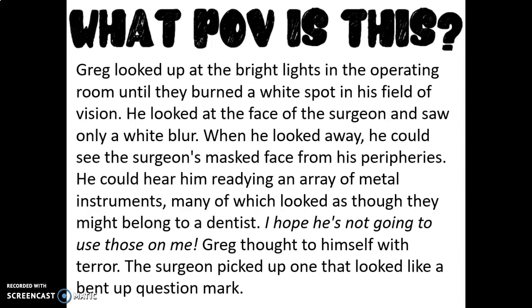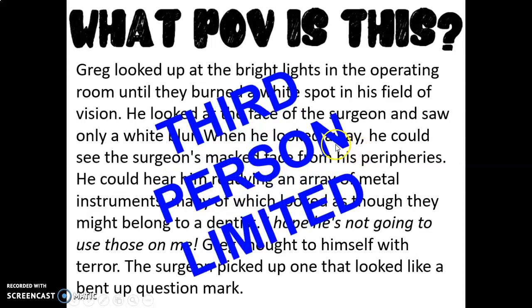Okay, based on the clues that we have in this paragraph, what point of view would you say that this paragraph is? It's third person limited. We have he as the pronoun that is being used. So the narrator is describing Greg. It is not Greg himself. Also, we only see Greg's thoughts. So it is third person, but it is limited to Greg. If you got it correct, good job.